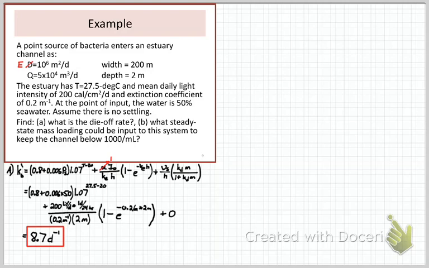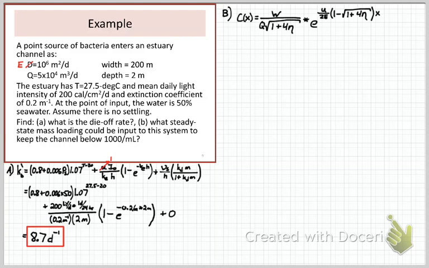Now, with that information, we can address part B, which is the steady state loading that's acceptable to keep this value below 1,000 per milliliter. And this is an estuary with a point source. And so if you look back to, I believe, lecture 9 in your textbook, you've got an equation that looks like this to describe what happens in an estuary.